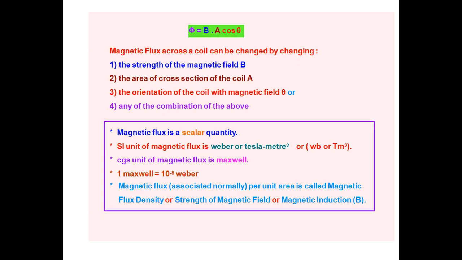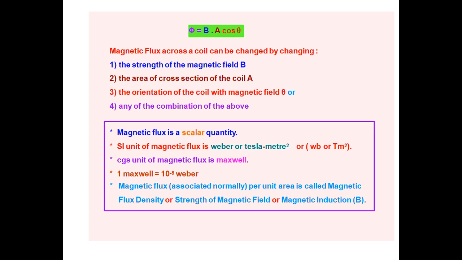Then, the magnetic flux is a scalar quantity. The SI unit of magnetic flux is the Weber, or it is also the Tesla meter square. The magnetic field is in Tesla and the area is in meter square, so Tesla meter square is also the SI unit of magnetic flux, or the other one is the Weber.